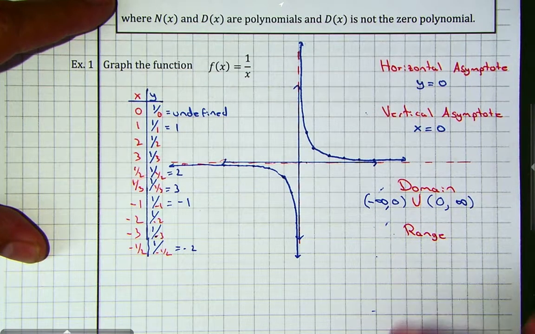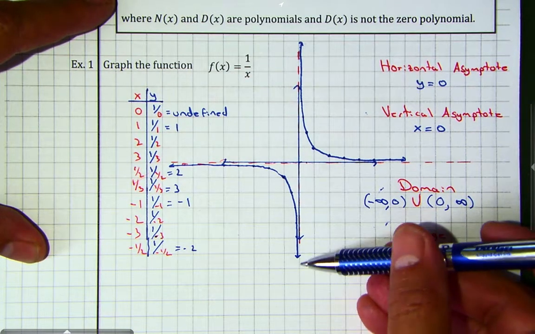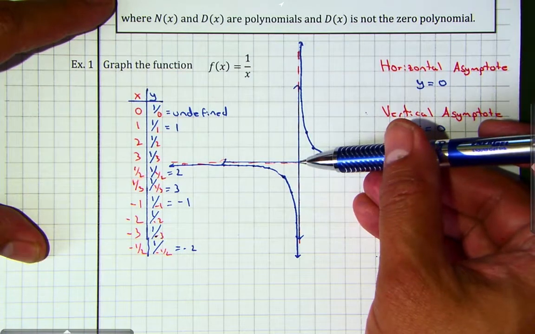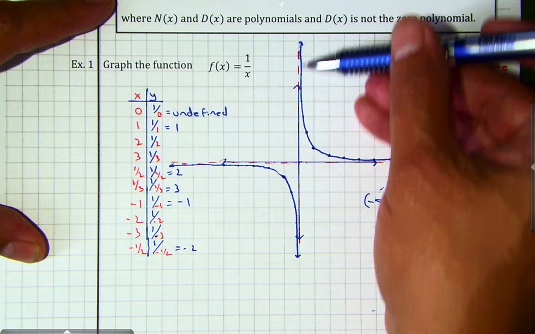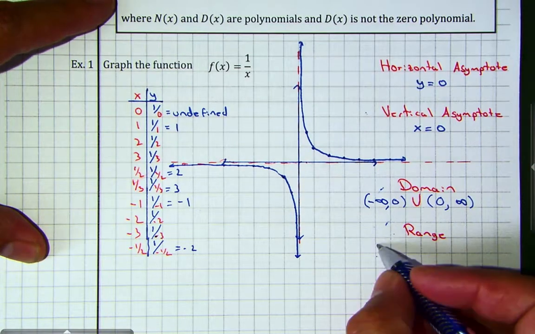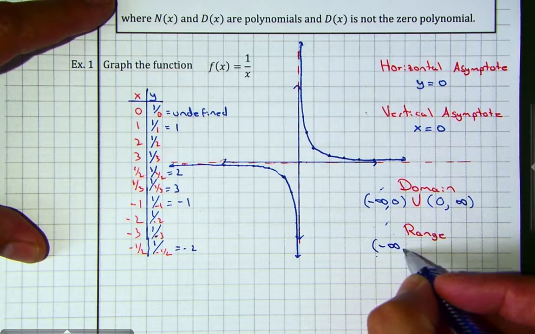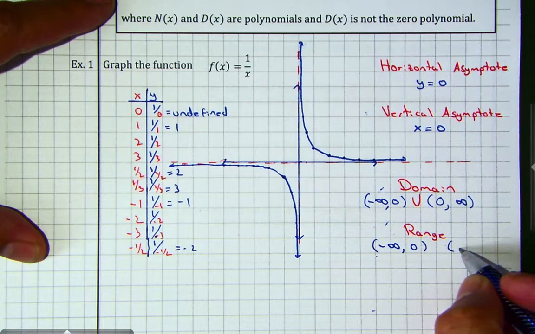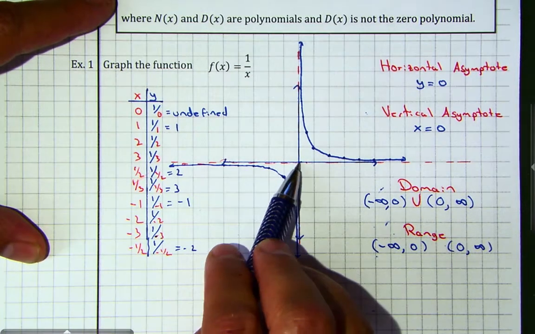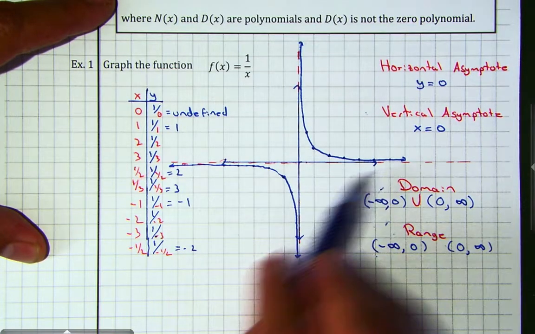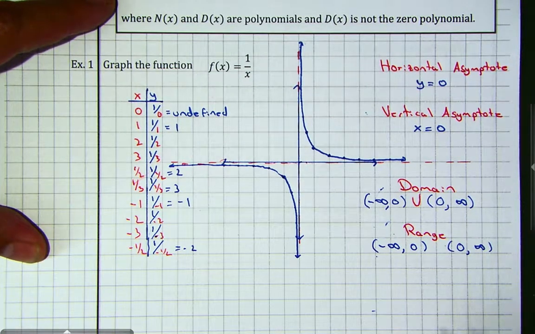Your range will be the same, right? From negative infinity to 0, not including 0, and from 0 all the way to positive infinity. Those are the values that we get back from the function. And we never get back 0 because it never crosses the x-axis. And let me place a union as well.